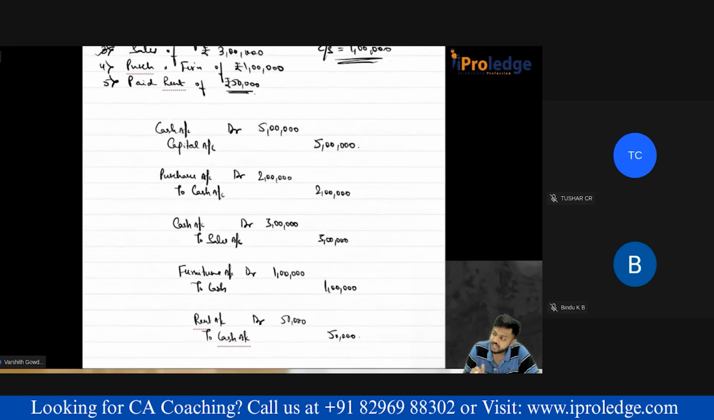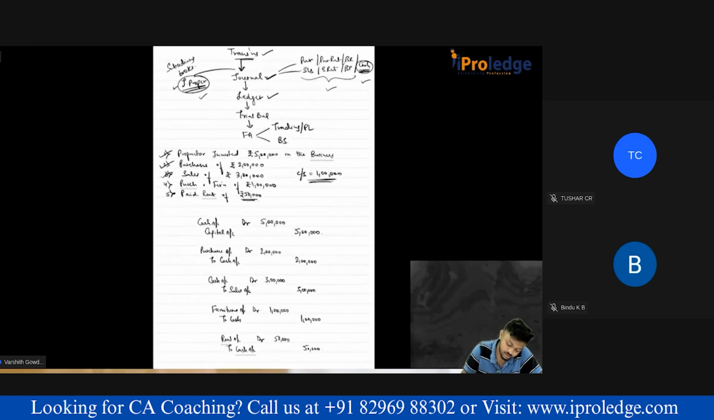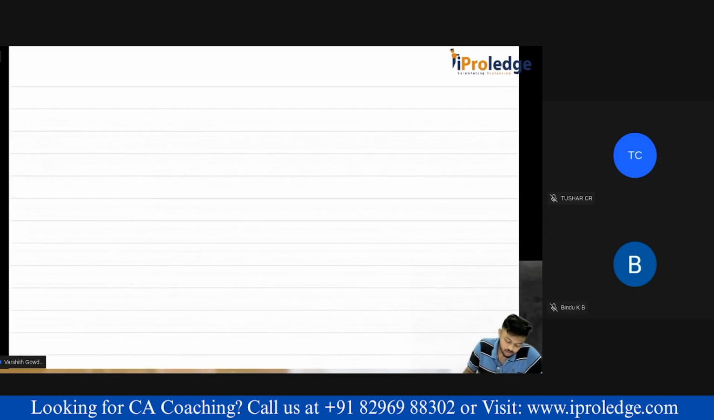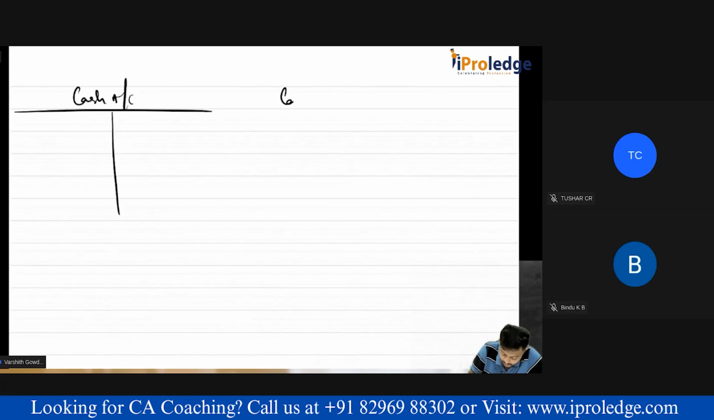Now, once the journal entry is recorded, either via subsidiary books or in journal proper, next we'll go to the ledger. So in the ledger, what will I do? I'm trying to classify the transactions. Whatever ledger accounts I've used in the journal, I will put here. Now tell me which accounts I've used. First, I've used cash account. Then I've used capital account.